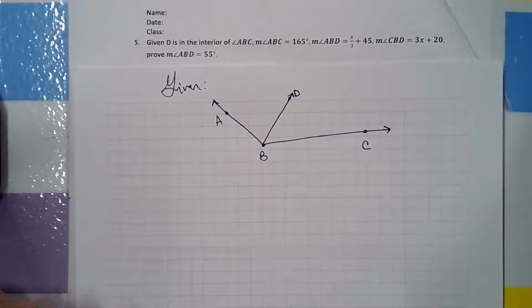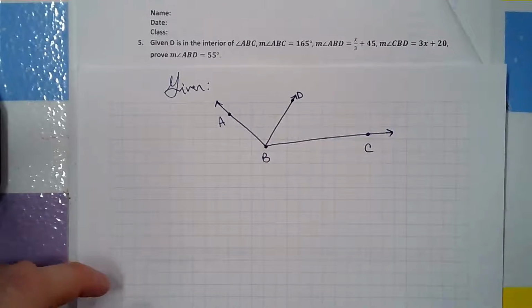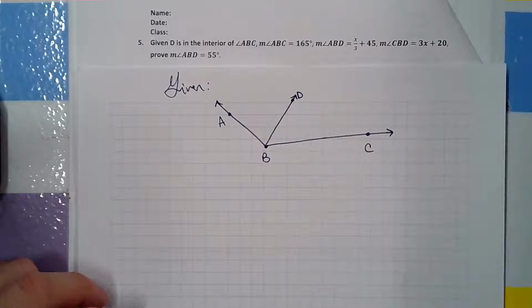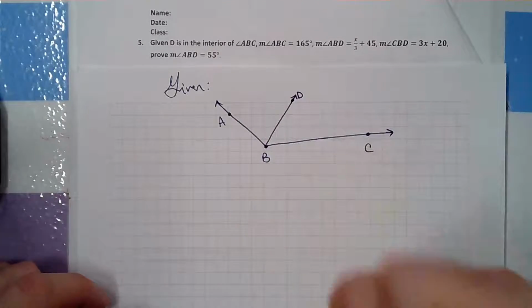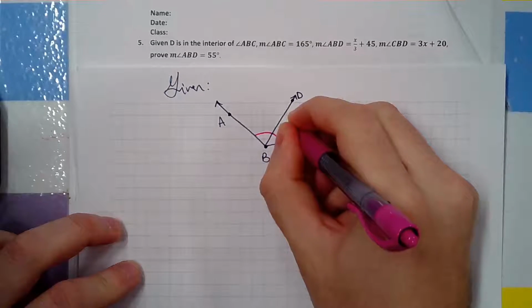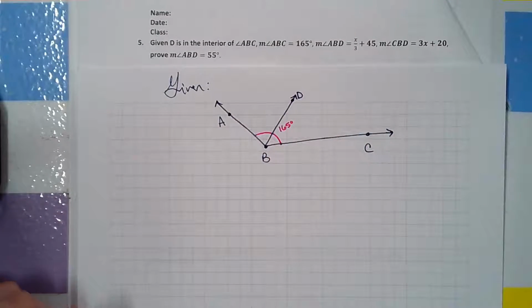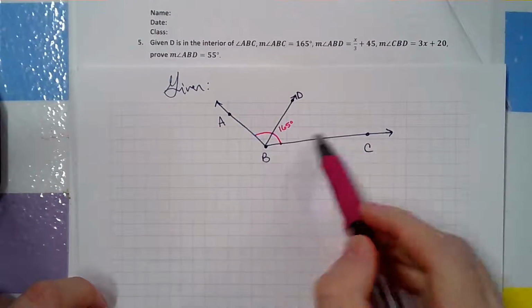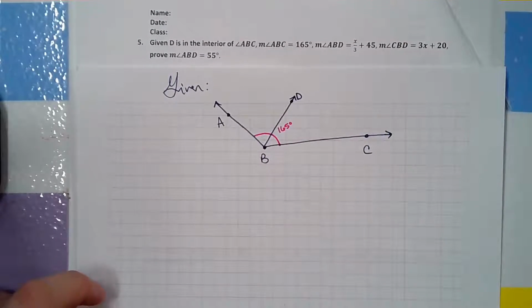All right, so ABCD, like that. They tell us ABC is 165. What color, Riley, would you like ABC to be? Pink. All right, so this whole thing is 165. I think color really helps with this. That way you don't think that this guy's 165, right?